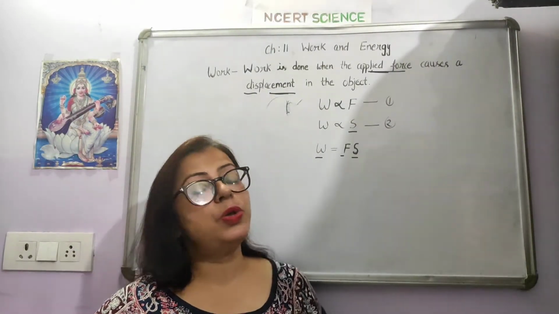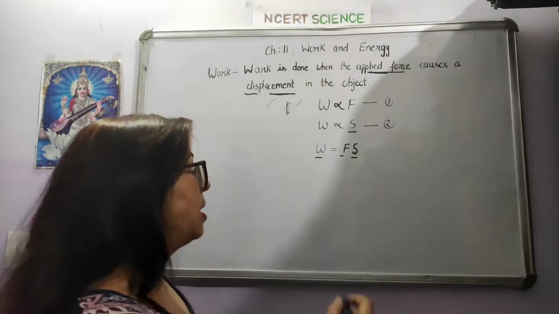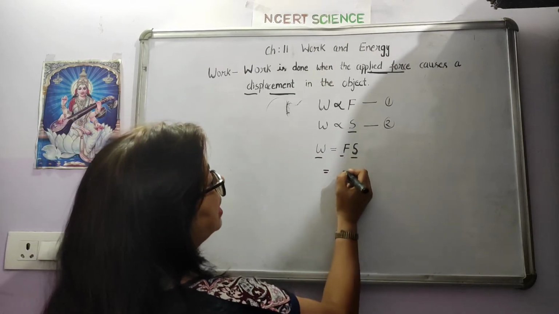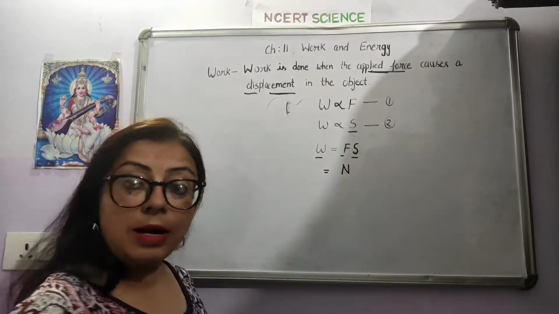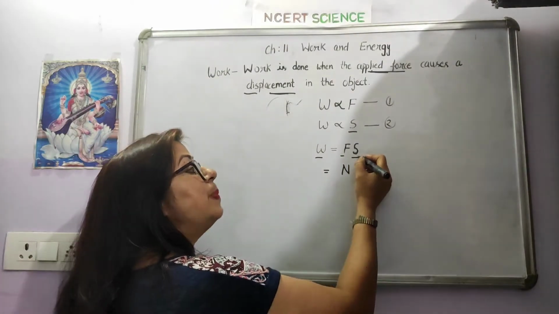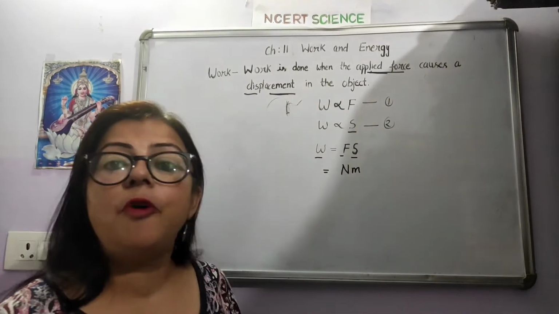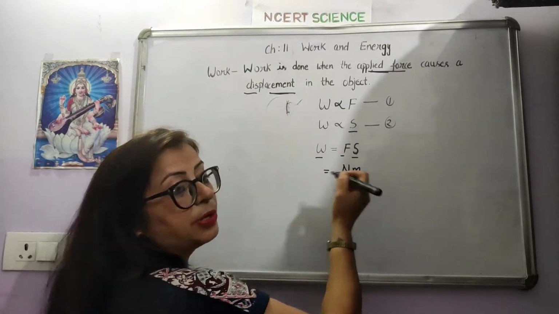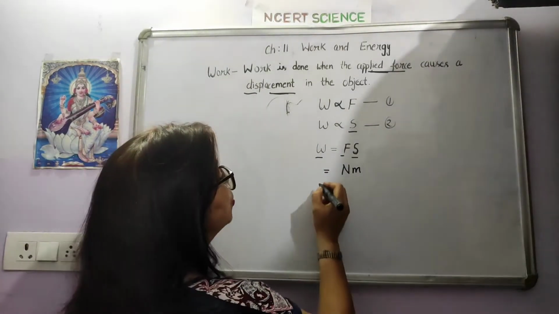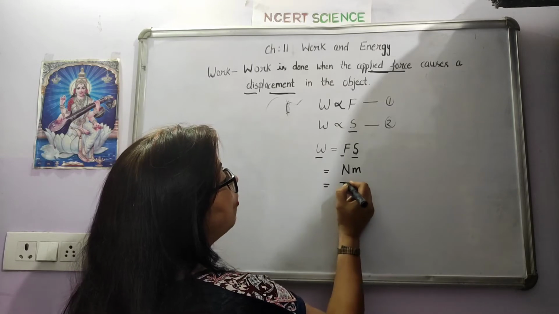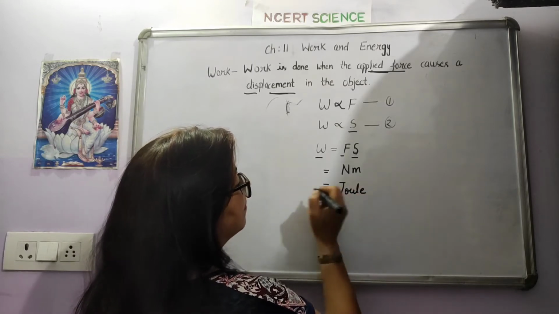Now come to the unit of work. The unit for force is Newton, and the unit of displacement is meter. So the unit for work is Newton meter, or we can say joule. Joule is the unit for work.